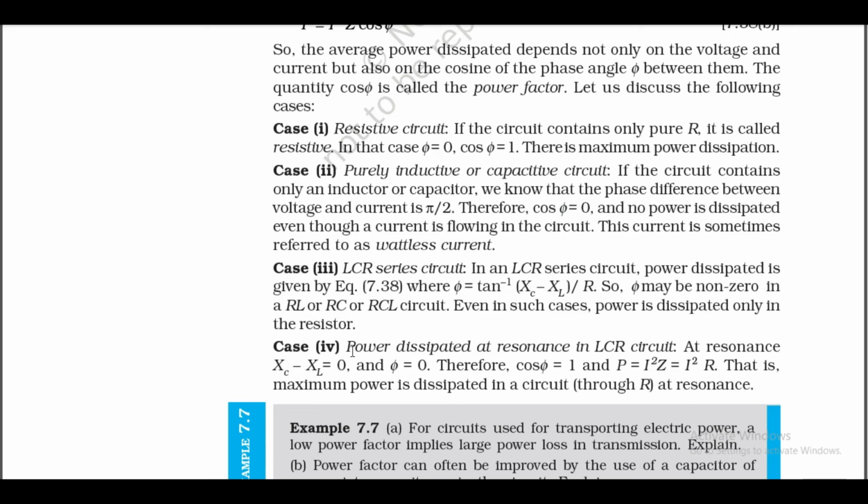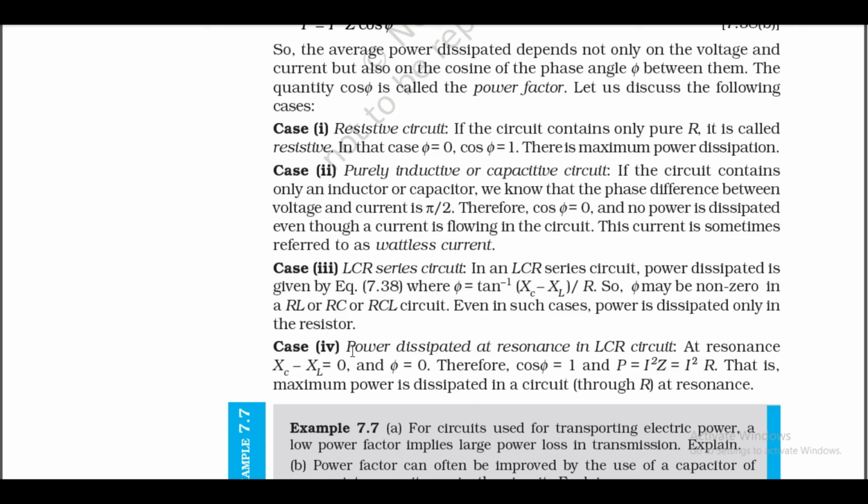Case 3. LCR series circuit. In an LCR series circuit, power dissipated is given by equation 7.38, where φ is equal to tan inverse of Xc minus XL divided by R. So φ may be non-zero in an RL or RC or RCL circuit. Even in such cases, power is dissipated only in the resistor.